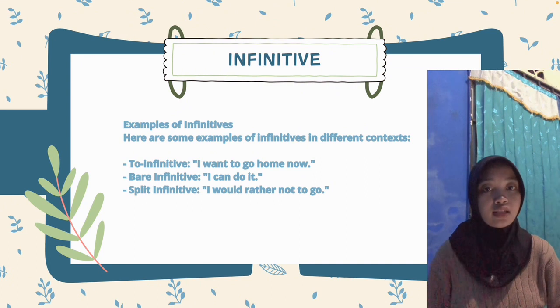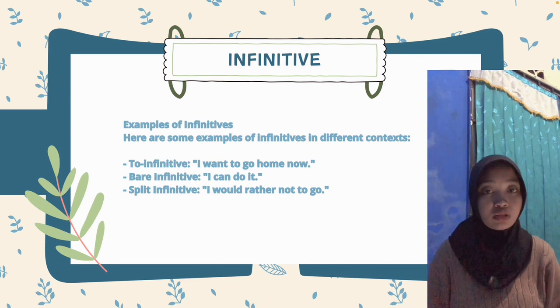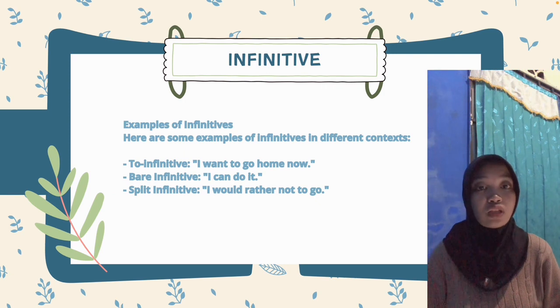Okay, next, examples of infinitives. Here are some examples of infinitives in different contexts. First, to-infinitive, for example, I want to go home now. Next, bare infinitive, for example, I can do it. And the last one, split infinitive, for example, I would rather not to go.